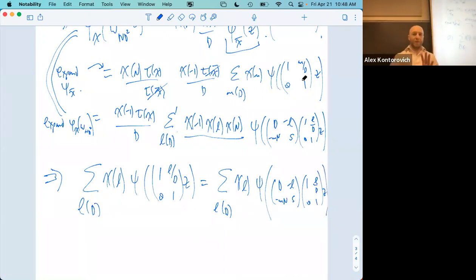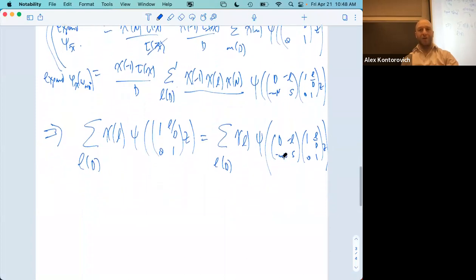Well, at the moment, all I'm doing is just saying I have two different expressions for the same thing. I make them equal. There's some constants that cancel on both sides. Of course, what I want is that the reason these two identities are true is because psi is actually invariant under this matrix. But I don't know that yet. All I know so far is this holds for all primitive D.